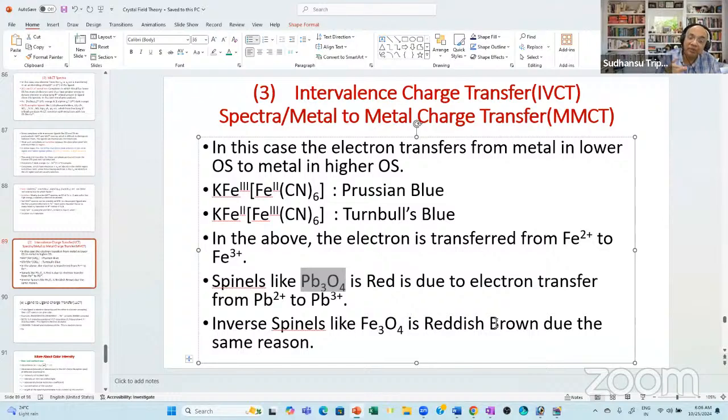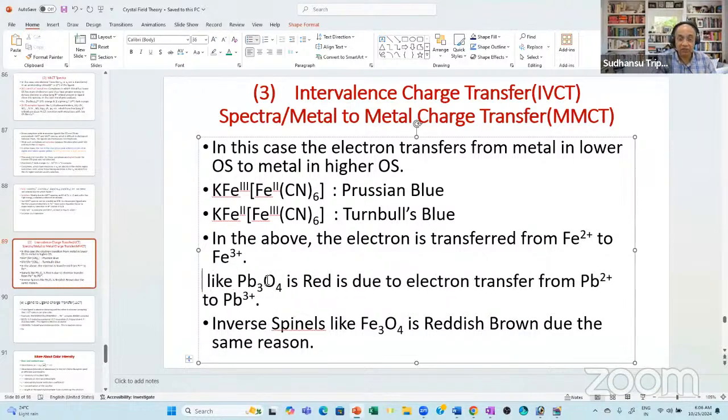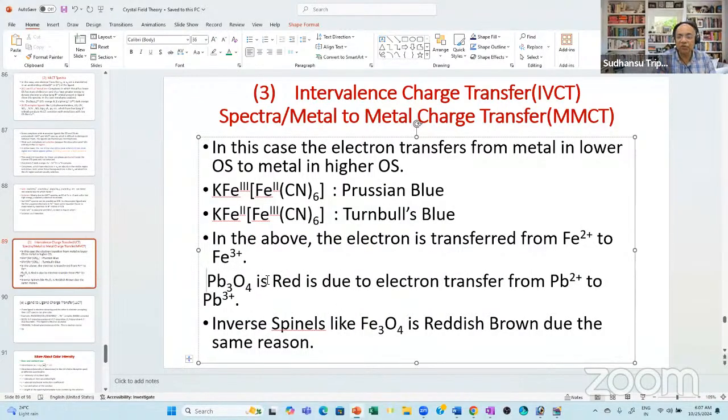We had already covered Pb3O4 has a spinel structure. That is PbO. It's not a spinel structure, I'm so sorry. In a spinel structure, one will be plus 2, the other one is plus 3. But in Pb3O4 one is plus 2 and the other one is plus 4. So by mistake I had written that. So Pb3O4 is red due to electron transfer from Pb plus 2 to plus 4. This is also a case of MMCT.